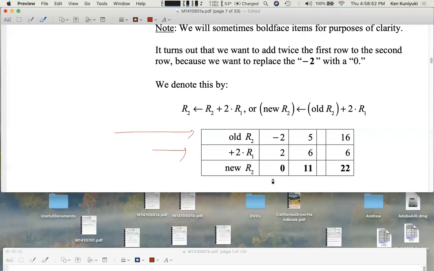-2 and 2 gives us 0. We like that. I'd put a smiley face here. Hard to draw smiley faces. Here, 5 plus 6 is 11. Here, 16 plus 6 is 22. Don't forget the right-hand side.